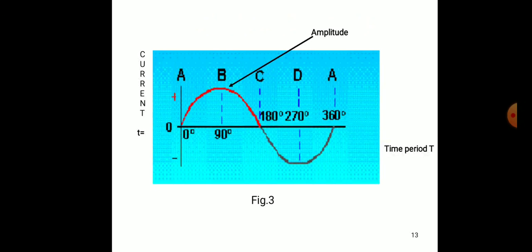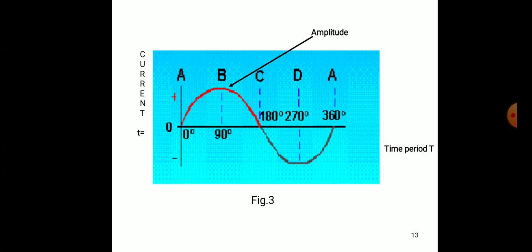So like this, we have the alternating wave. In this, we have the amplitude. The total cycle is 360 degrees, 180 is the half cycle, and the remaining is the negative cycle. So the alternating current is equal to Em sin theta.